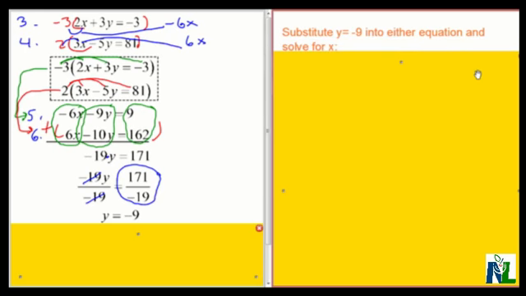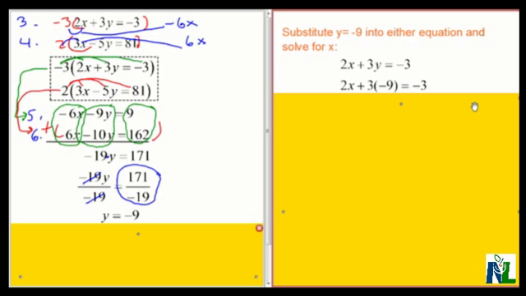Now, I can substitute y equals negative 9 into either equation and solve for x. I'm going to substitute it into equation number 3. 2x plus 3y equals negative 3. So where I see y, I substitute in negative 9. So I'll get 2x plus 3 times negative 9 equals negative 3. On the left-hand side, that will be 2x minus 27 equals, on the right-hand side, negative 3. Now I want to get x by itself on the left-hand side.